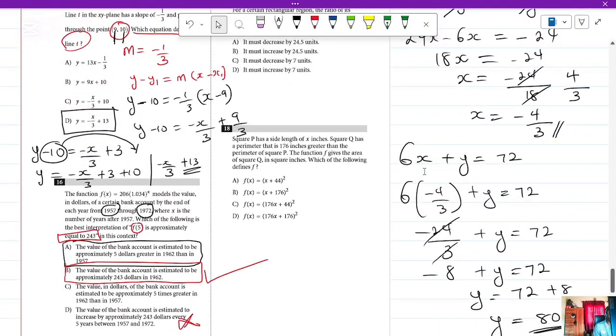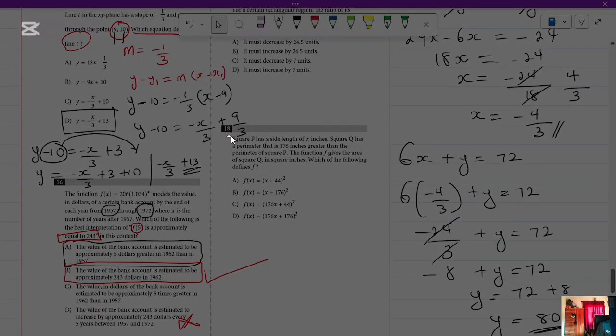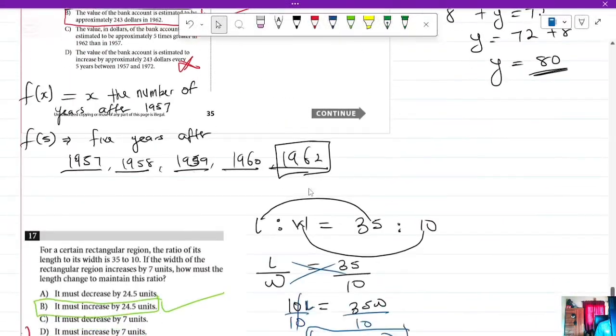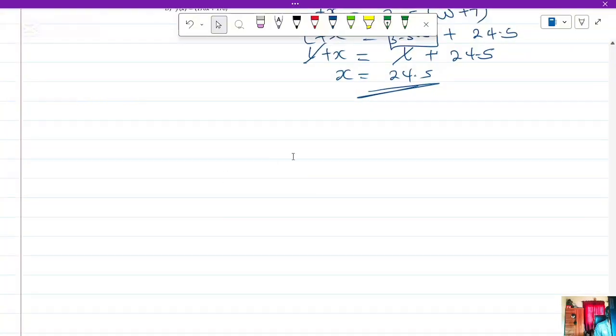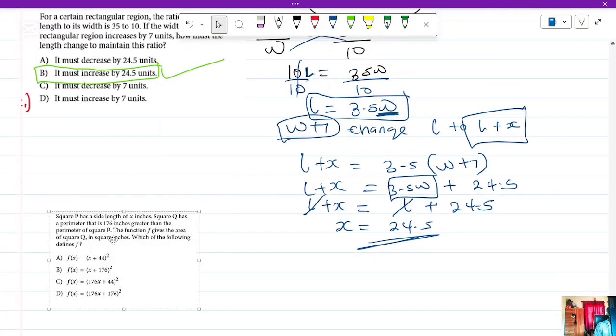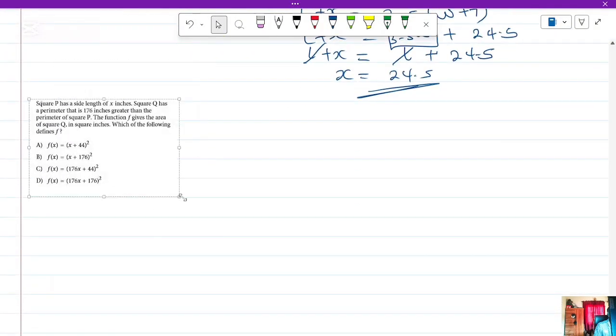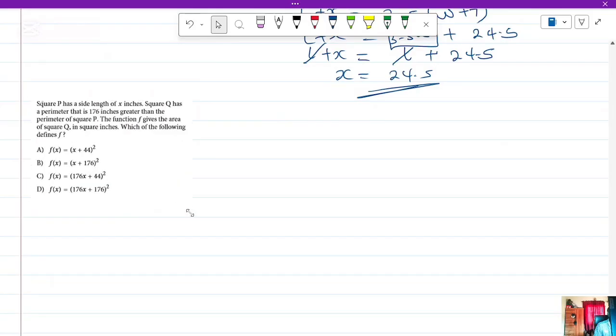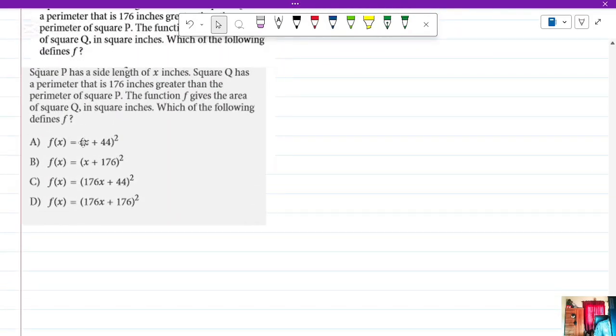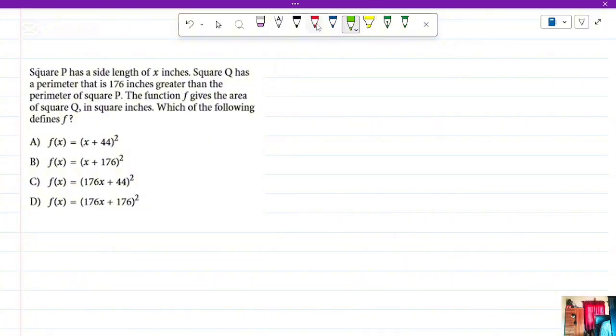Now let's look at number 18. I'll also do well to screenshot that so that we can have a bigger space to work with. This one also is a word problem that I so much love, right? They said square P has a side length of x inches. So square P now, length is x.